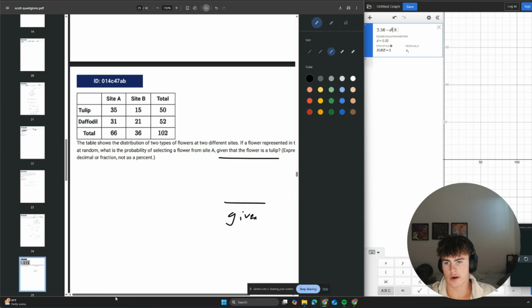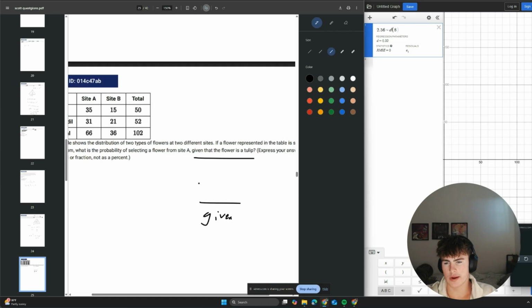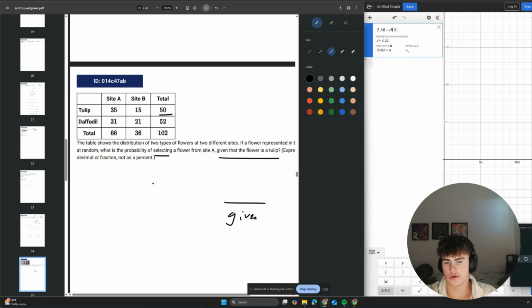And your numerator will be your first piece of info here. So the given is that it's a tulip, and there's 50 tulips total. So it'd be something over 50. And then selecting a flower from site A, it'd be just 35 out of that 50. So it's 35 over 50, and I can simplify it down into 7 over 10. Yeah, so that's your answer. That was pretty simple.